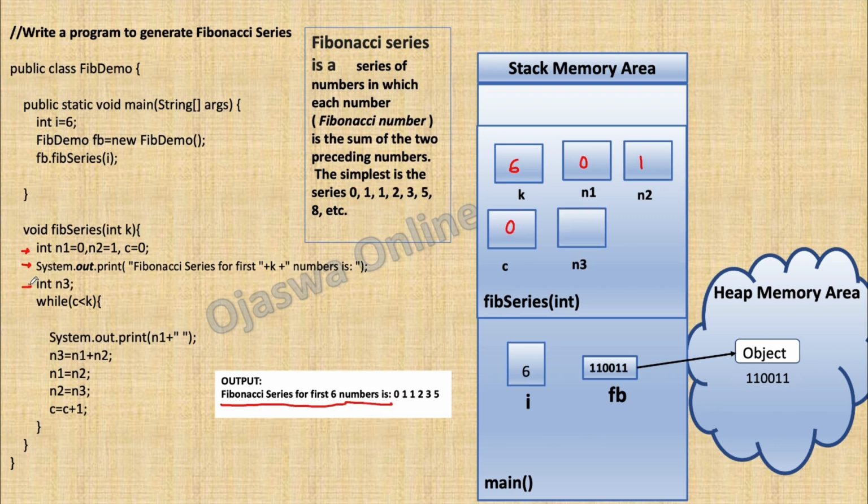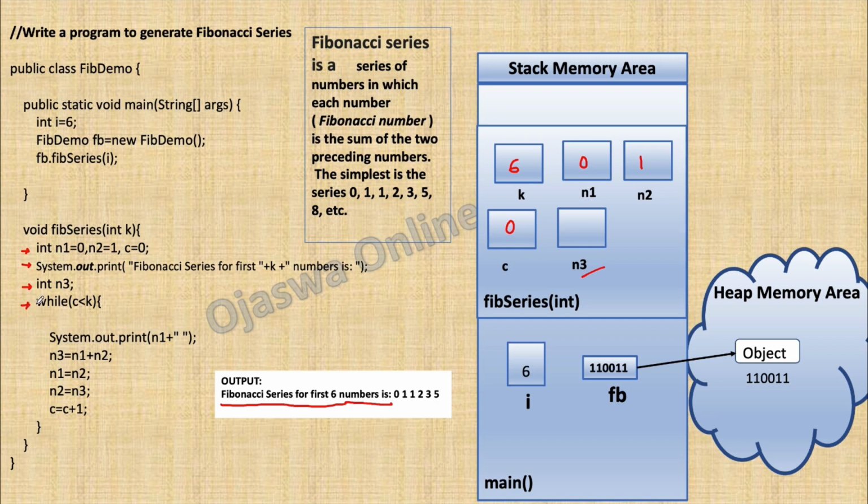Now the next statement: we have declared one more variable n3. This variable is used to store the next Fibonacci number in the series. So as soon as this statement is executed, memory will be allocated for variable n3 inside the stack memory area belonging to method fib series.